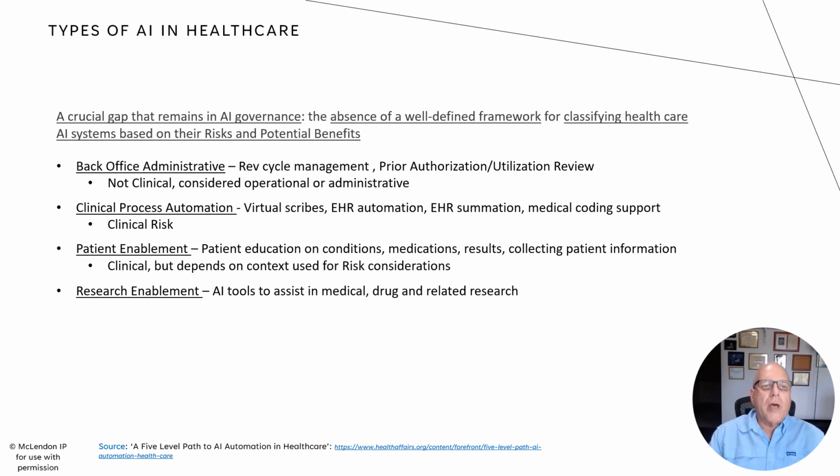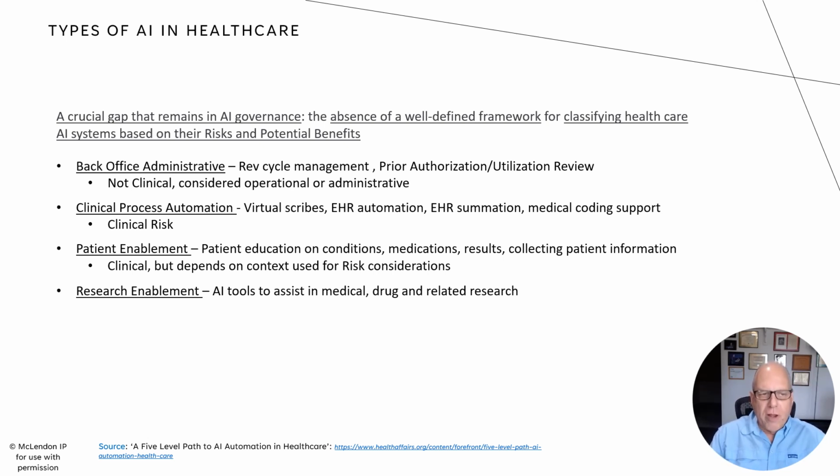Drilling deeper into types of AI in healthcare, a crucial gap that remains in AI governance is the absence of a well-defined framework for classifying healthcare AI systems based on their risk and potential benefits. So really, we don't have a good way of saying what are the different types of AI systems in healthcare, but we can make some generalizations, so let's do that.